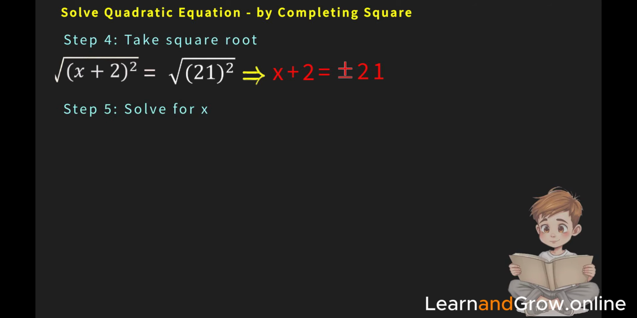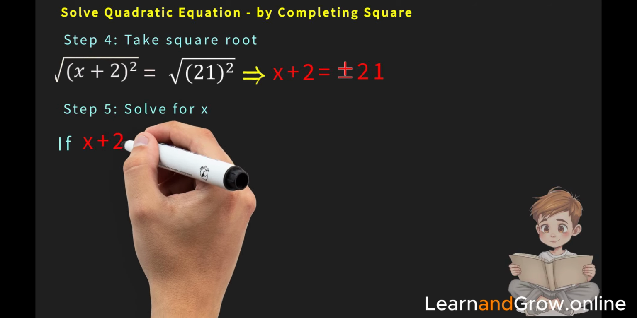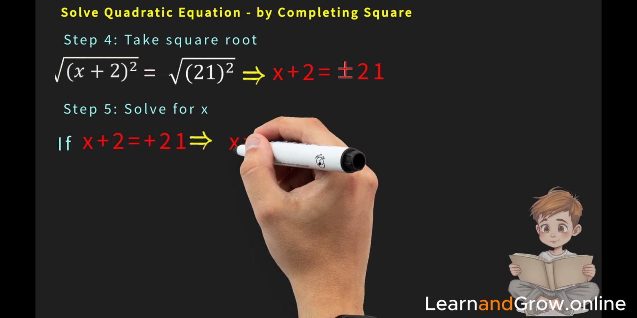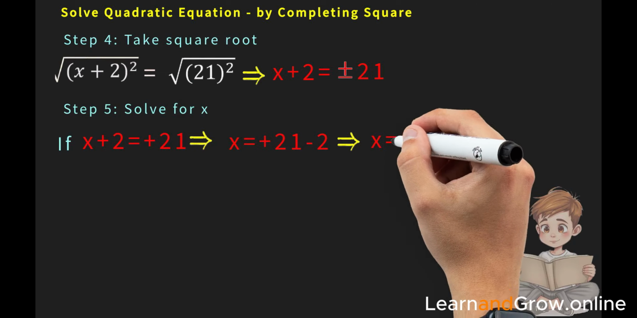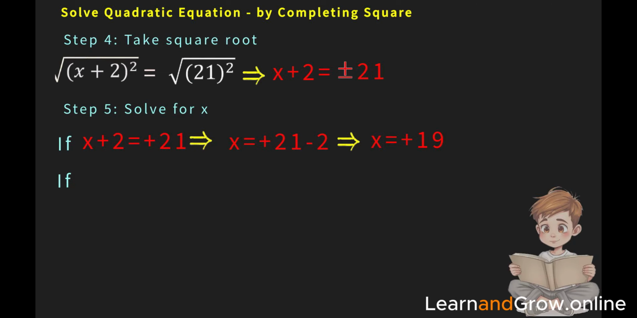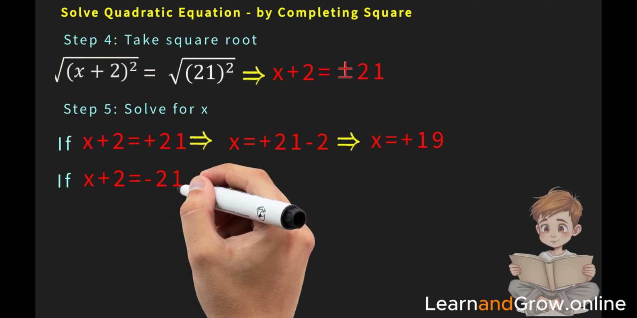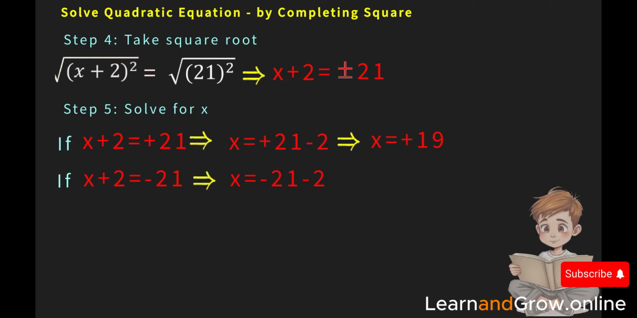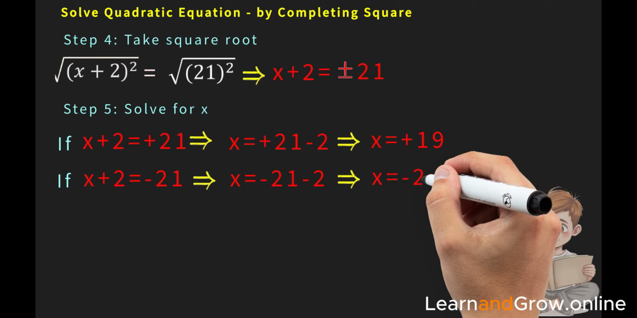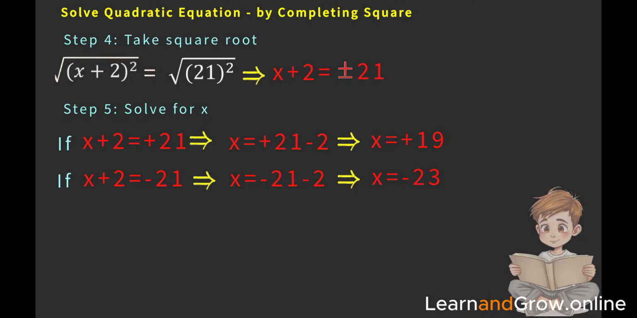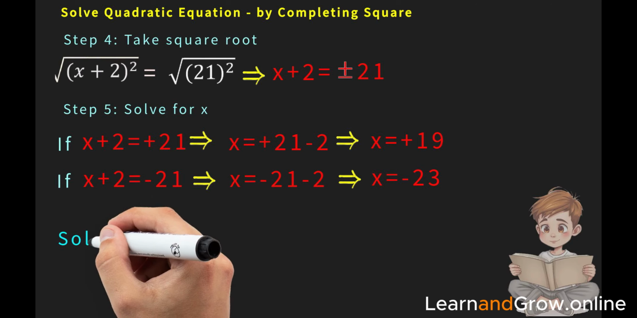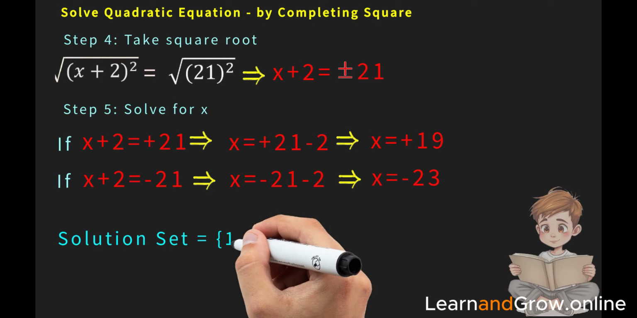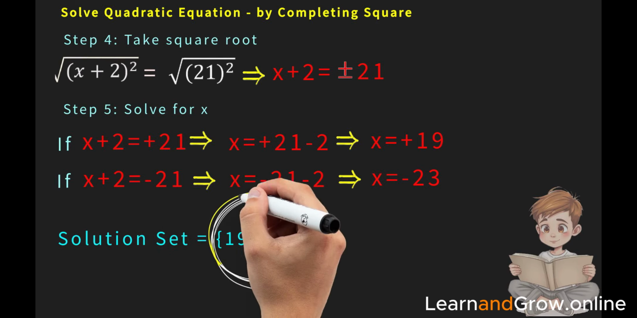Step 5, simplify and solve for x. If x plus 2 equals plus 21, then x equals plus 19. If x plus 2 equals negative 21, then x equals negative 23. Hence, the solution set of this quadratic equation is 19 and negative 23.